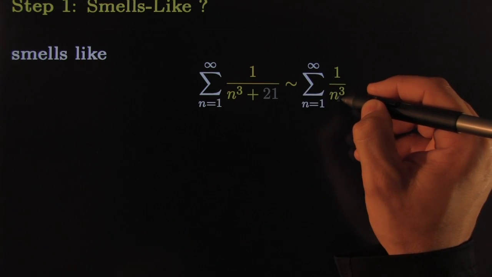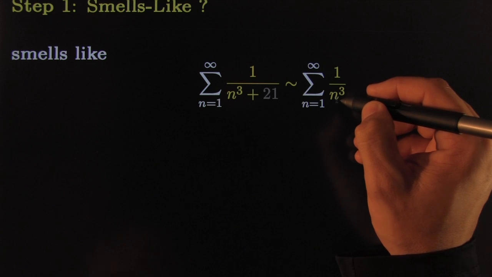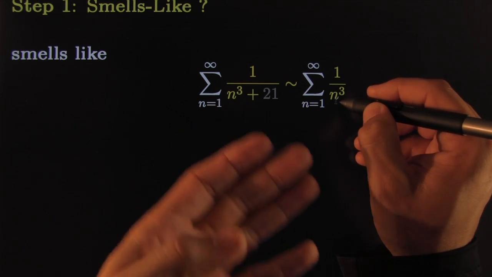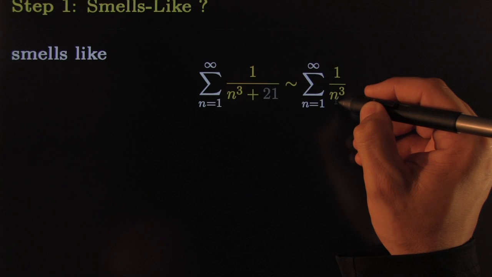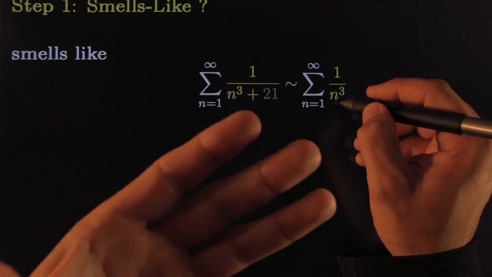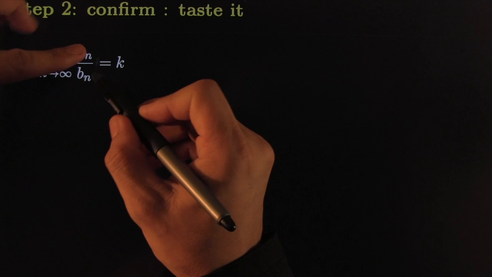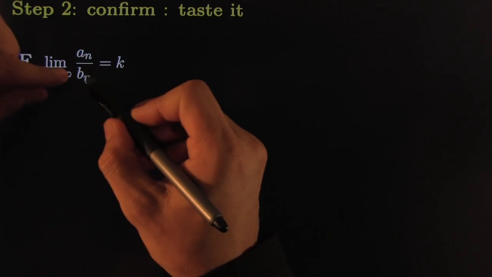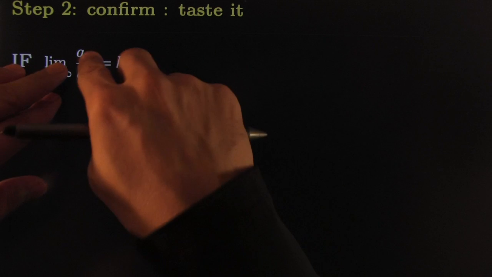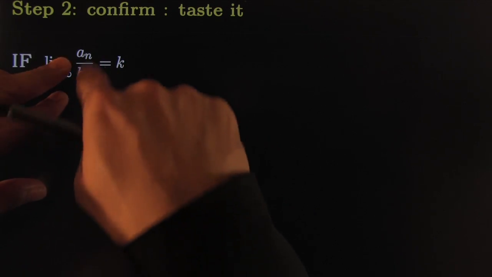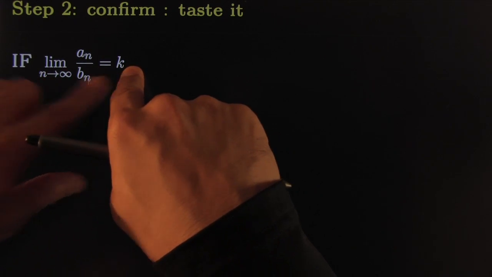That's the first step. But of course, as any good smeller knows, after you smell something, you've got to verify that your smell is good. It's not lying to you, so you've got to taste it. That's the second step, the verification step. And that would go something like this. To confirm your smell, you need to check this famous limit. The limit of the sequence that you've got, taken as a ratio with the one that you think it smells like. If these two are roughly the same, when you divide one by the other, they should give you some sort of constant. Otherwise, they wouldn't be the same.